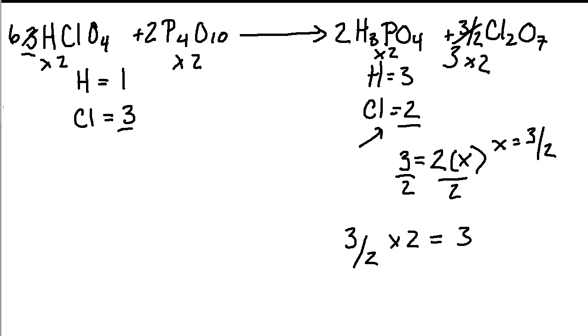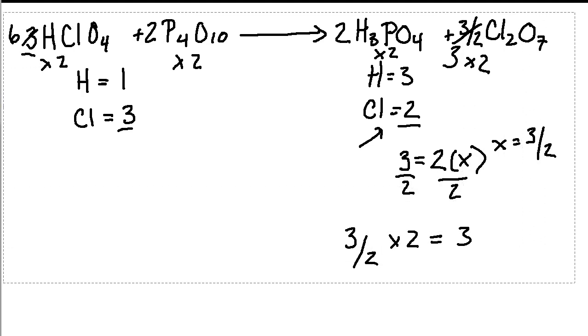All right, so let me go ahead and bring out my delete box and clear the board, and then I'm going to rewrite this. So the equation at this point should now read 6HClO4, okay, and plus 2 P4O10.